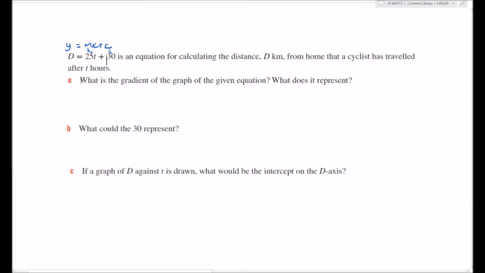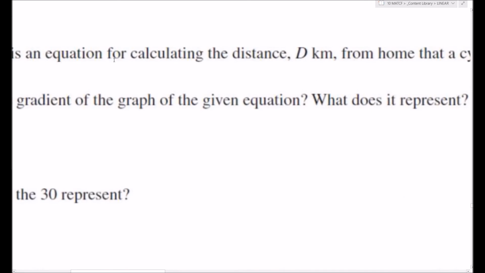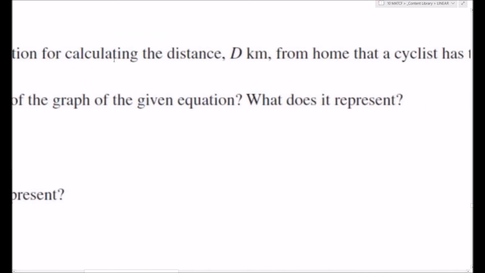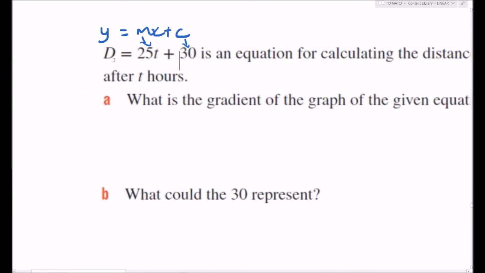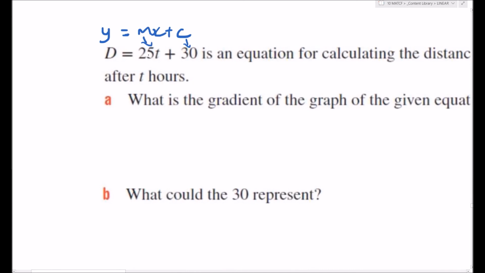Part A of this question is what is the gradient of the graph in this given equation? So what is the gradient of the graph given in the equation? In this case, the gradient is 25. 25t. So we're just going to write 25 is the gradient.